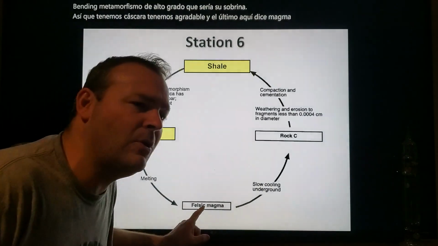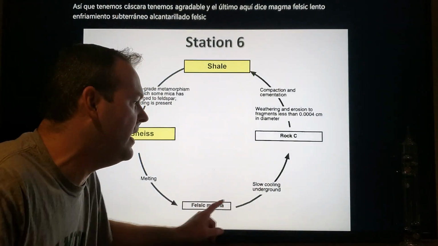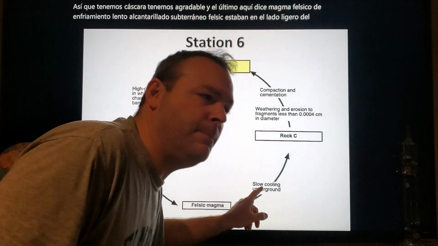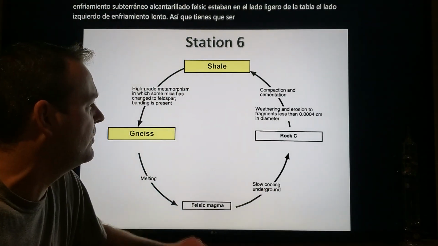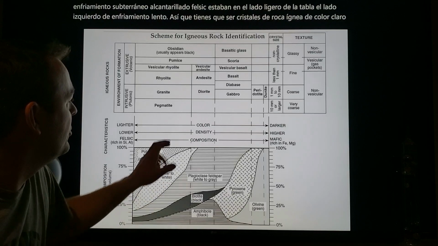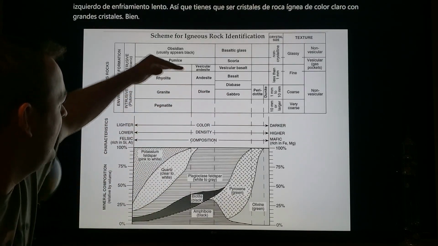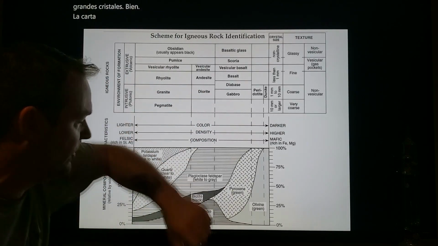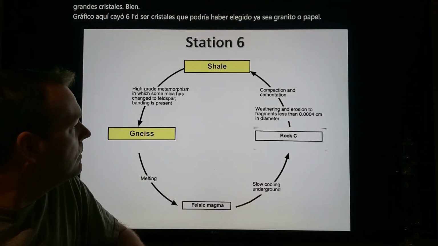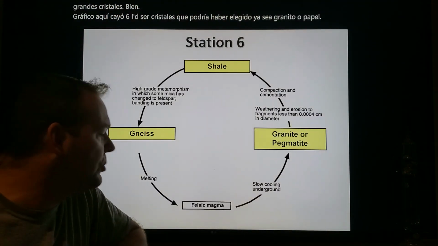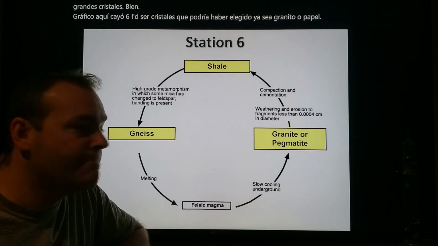So we're felsic, we're on the light side of the chart, the left side. Slow cooling, so you got big crystals. What's a light-colored igneous rock with big crystals? Well, go back to your chart here, felsic side, big crystals. You could have picked either granite or pegmatite. Okay, so hopefully your chart looks something like that.